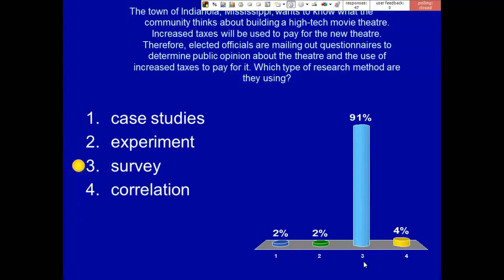Right, it's a survey method. So the questionnaire is another name for a survey, and people are going to mail it out to try to figure out what the community wants to do. And it's a legitimate form of research that's there.